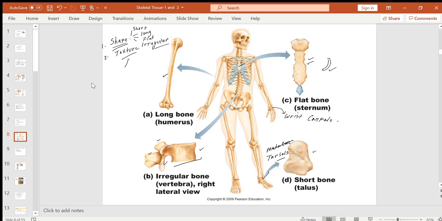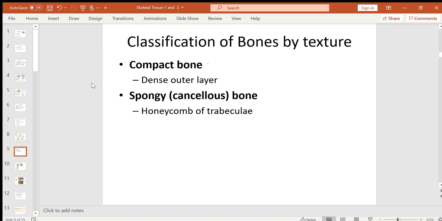By texture, we divide the bones into two types, compact and spongy. Compact bone is hard and solid. And spongy bone, also called cancellous bone, has a lot of spaces inside the bone. When you eat a chicken leg, the hard bone that you break is compact, but at the end of the bones you have soft bone that you can easily crush. That's the spongy bone. So by texture, we divide into compact and spongy or cancellous.